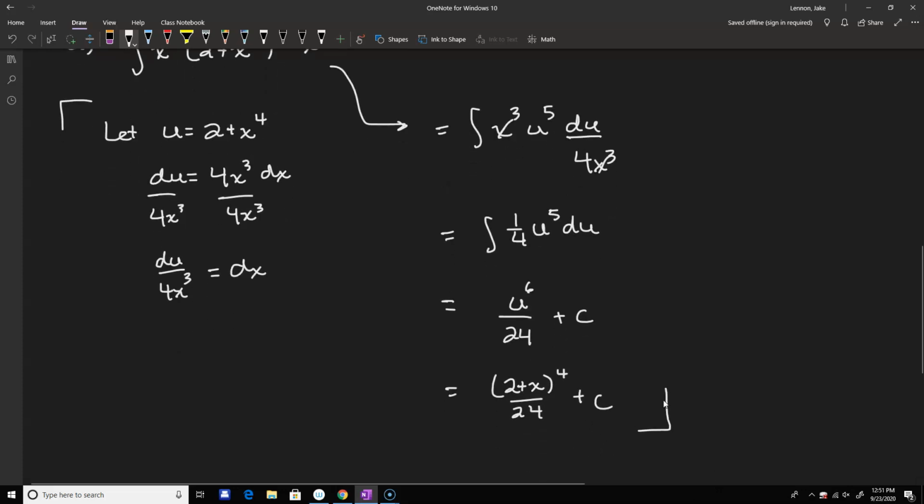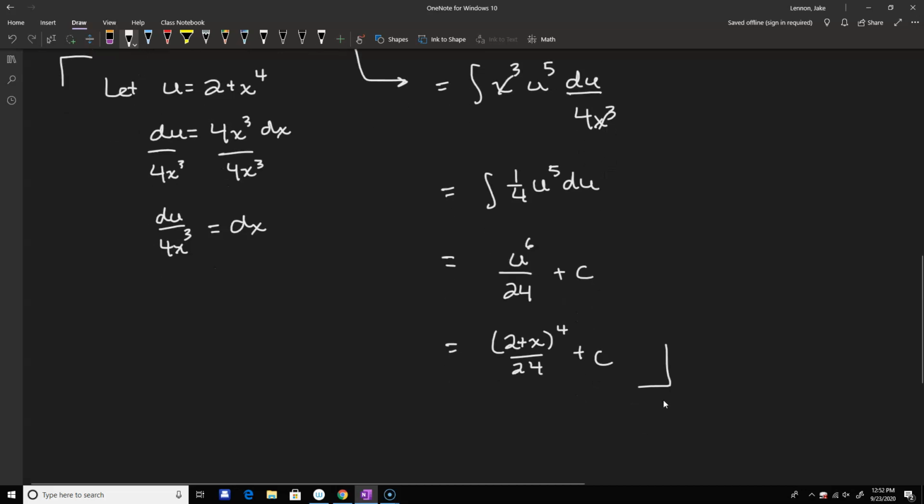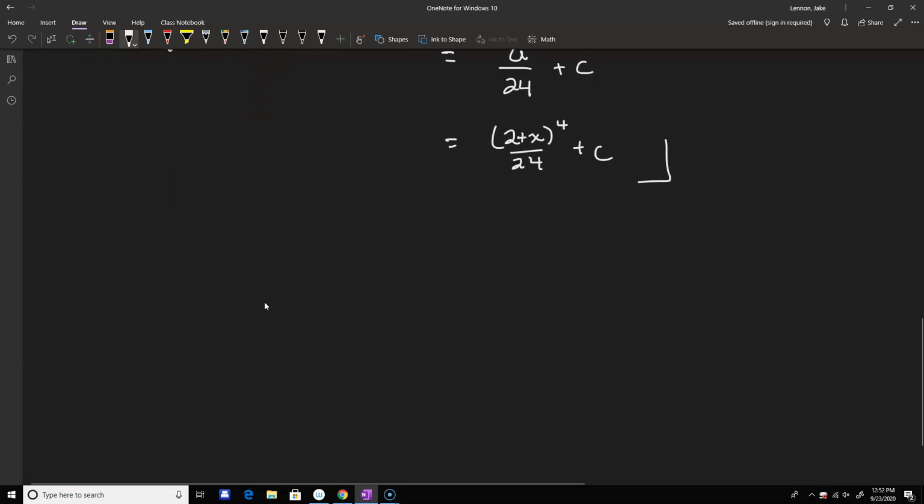Okay, so same sort of thing. You let u be the thing that you recognize as, when you take the derivative, it's another factor in the integral that you're looking at, and then just follow the same recipe. Now some of these can get trickier, but a lot of times for the simple ones, it's pretty obvious what the substitution is going to be. So let's look at another.